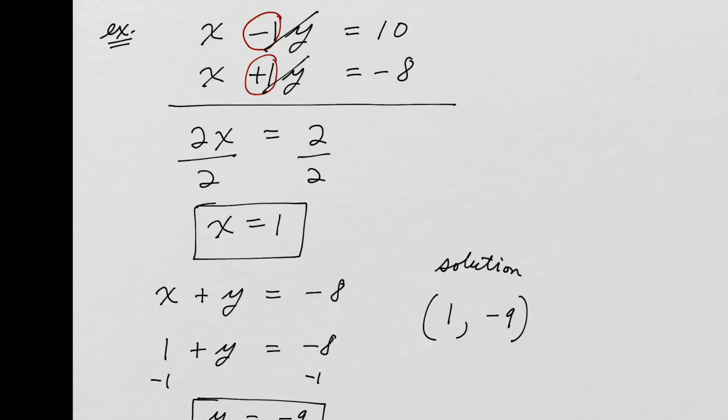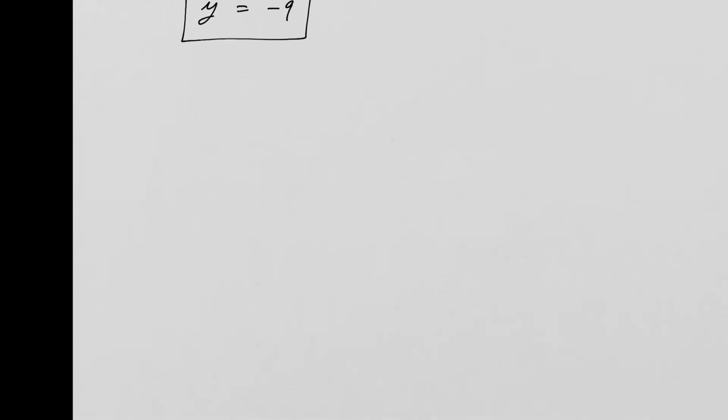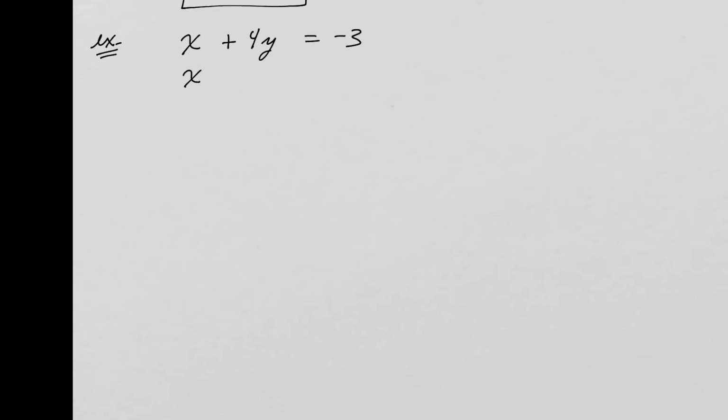Okay, let's do some more examples that are a little more complicated, where we have to do a little extra work in order to eliminate a variable. So in this case, let's say I want to solve x plus 4y is equal to negative 3, and then x minus 7y is equal to 19. Okay, so I need to choose a variable to eliminate.